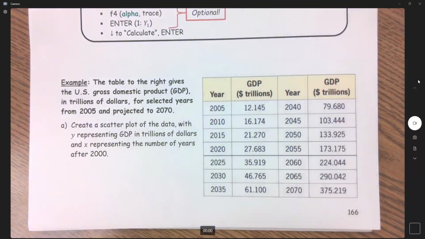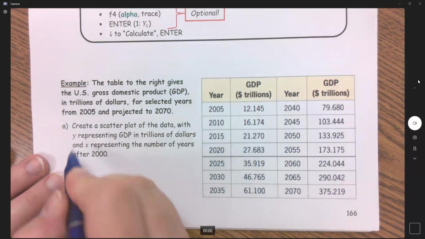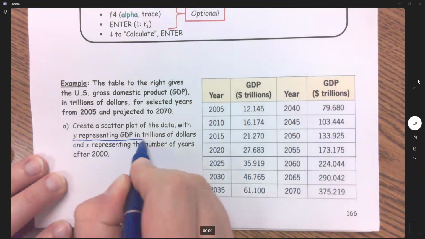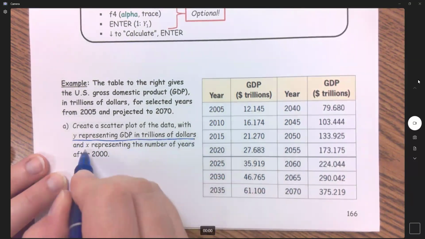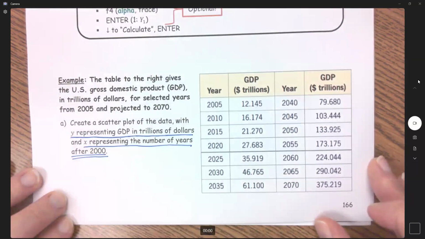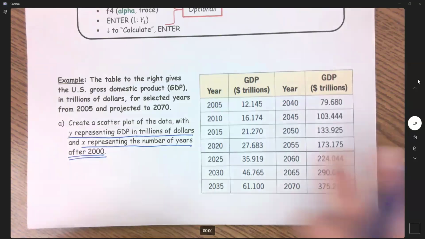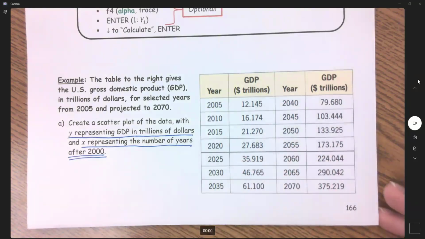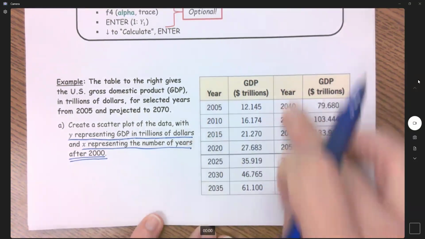It says the table to the right gives the U.S. gross domestic product, or the GDP, in trillions of dollars for selected years from 2005 and projected through 2070. Create a scatter plot of data with Y representing the GDP in trillions of dollars and X representing the number of years after 2000.